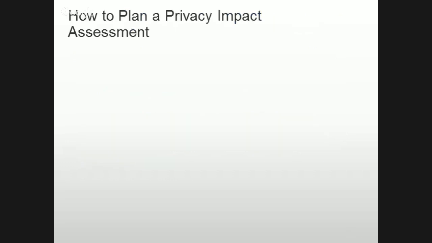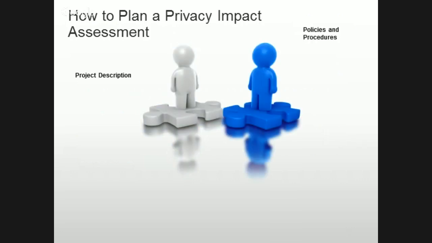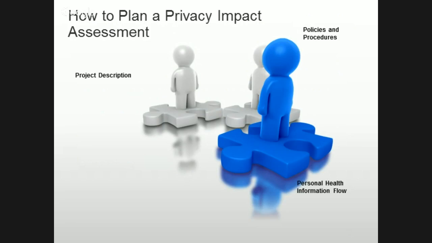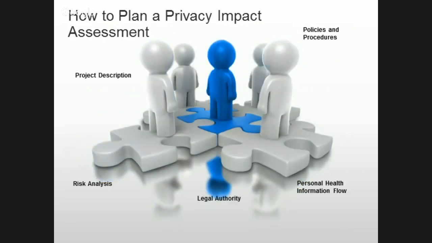And we're going to go into actually planning a privacy impact assessment. So there are 5 key steps to planning a privacy impact assessment. So the first step is the project description, then policies and procedures, personal health information flow, the risk analysis, and the legal authority. So in our presentation today, we are going to talk briefly about each of these 5 key steps.